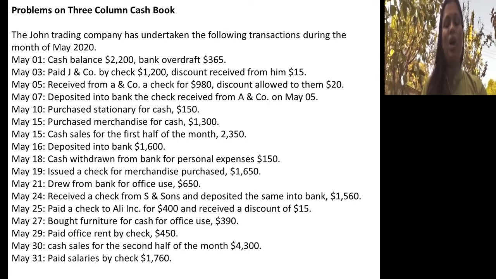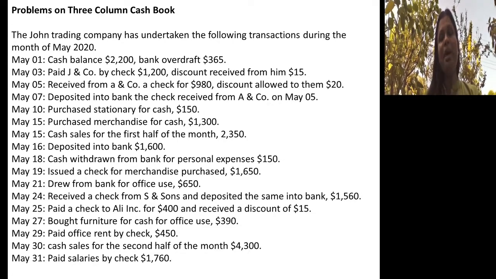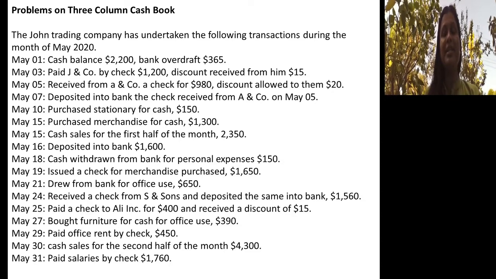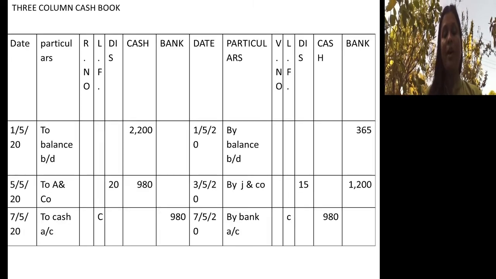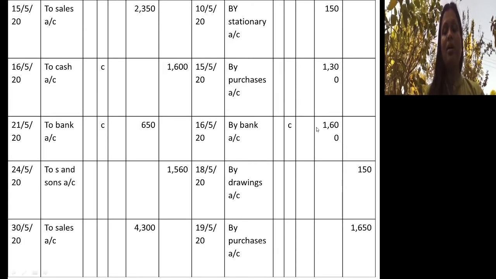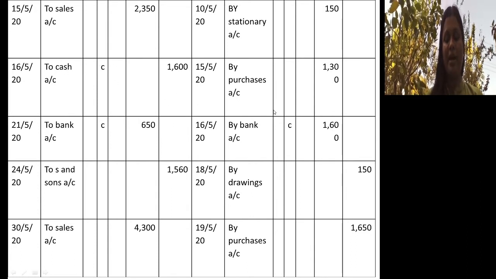Next, deposited into the bank 1600. Whenever an amount is deposited to the bank, cash reduces and bank balance increases. Cash reduces means cash should be credited. Bank balance increases means the bank must be debited. So it's a contra entry. Just see how I recorded it: by bank in the cash column 1600, to cash in the bank column 1600. It's a contra entry.